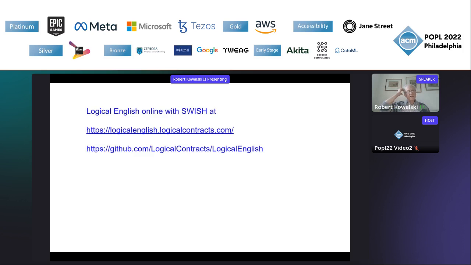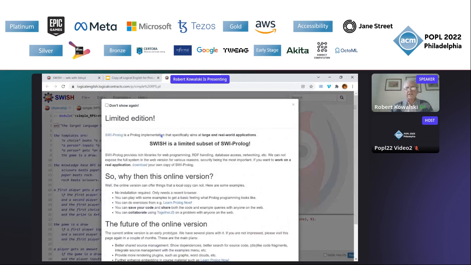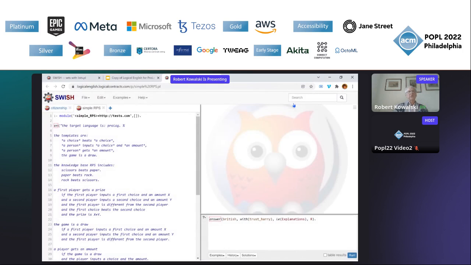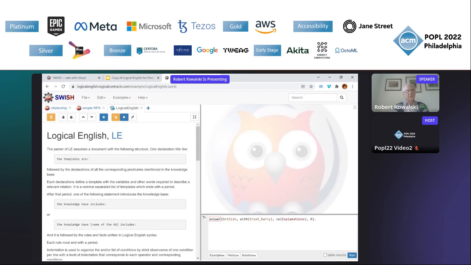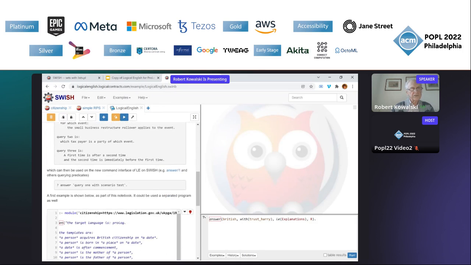Well, let's immediately jump to an implementation which all of you can access, just like I'm accessing it now. This is the SWISH implementation, SWI Prolog, a wonderful system developed by Jan Wielemaker in Amsterdam. And if you go to the examples menu, you'll see that you have a Jupyter-style notebook, which is a description of how to use the language.